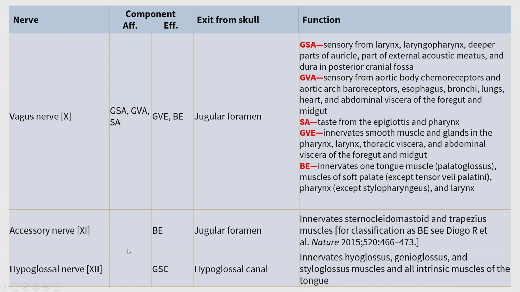And the accessory nerve is a pure motoric fiber, branchial efferent. The spinal root is innervating the sternocleidomastoid and trapezius muscles. And finally, hypoglossal is a general somatomotoric nerve for innervation of the muscles of the tongue, except the palatoglossus.